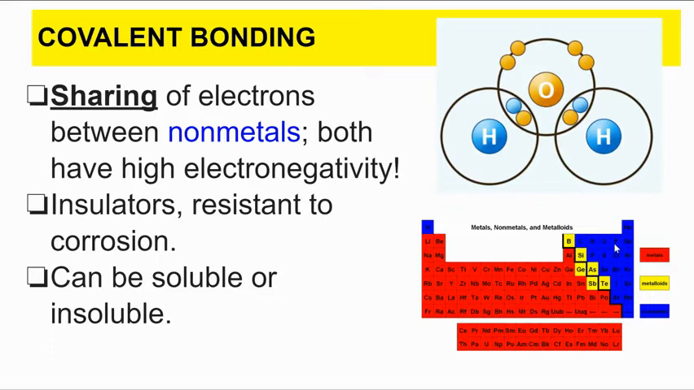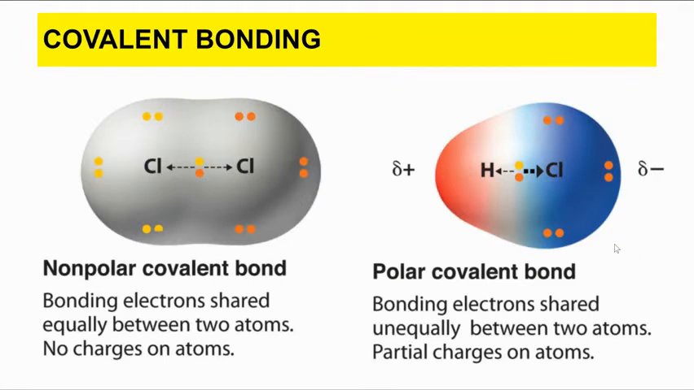And so covalently bonded substances tend to be insulators and resistant to corrosion and can be either soluble or insoluble in water. Here's pictures, and I would encourage you to draw the molecular view images of two covalently bonded substances, one of which is nonpolar and the other is polar.